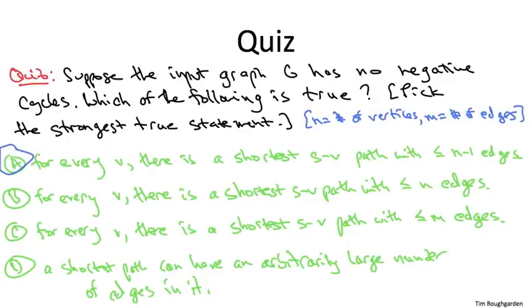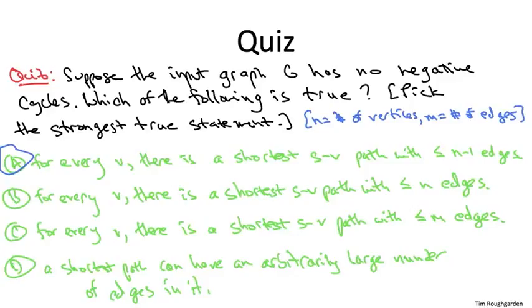So the correct answer is A, and this is one of the main reasons the no negative cycle hypothesis is useful. It gives you control over how many edges are necessary to ensure that you've got a shortest path. So specifically, suppose you had a path between some S and some V that had at least n edges. Well, if you have at least n edges, it means the path visits at least n plus 1 vertices. There's only n vertices, so if you visit at least n plus 1, that means you visit one vertex twice, say x. So that means you have a cycle inside your path that goes from x back to x again.